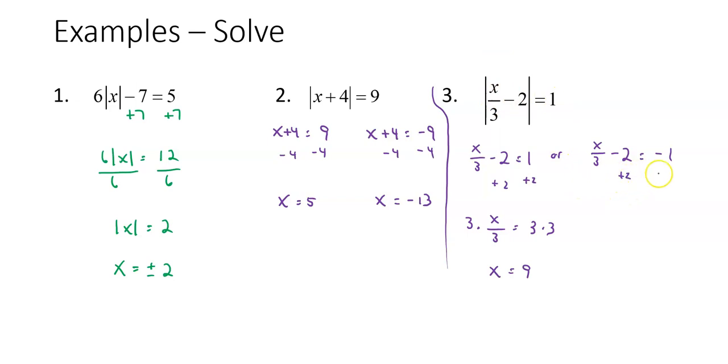Over here, same process, obviously a little different numbers. 2 minus 1 is 1. And then when we multiply both sides by 3, we get x equals 3. So 3 over 3 is 1. 1 minus 2 is negative 1, but the absolute value of negative 1 is 1.